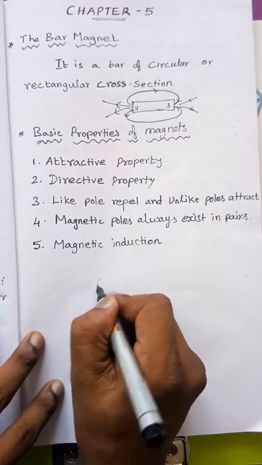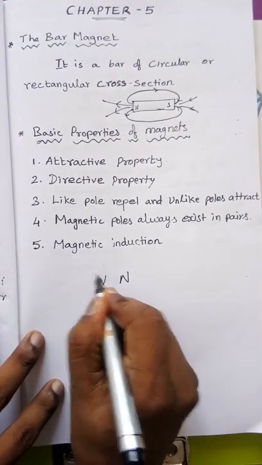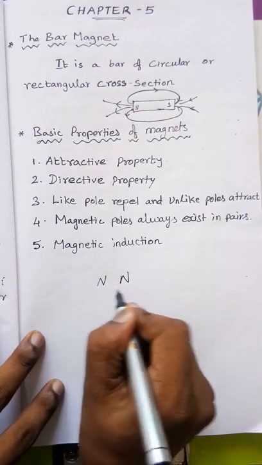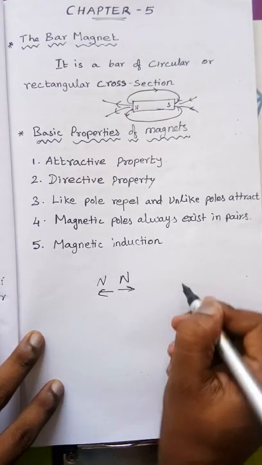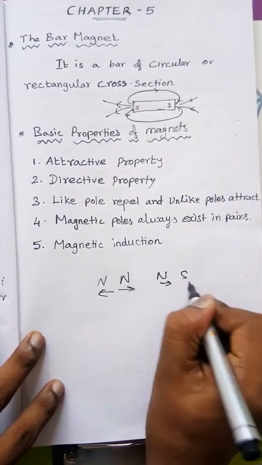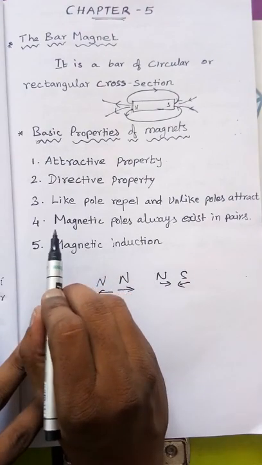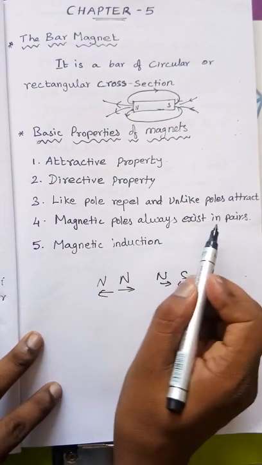You know that one: like poles, such as north and north, there will be repulsion, and north and south will attract. Fourth property is that magnetic poles always exist in pairs.